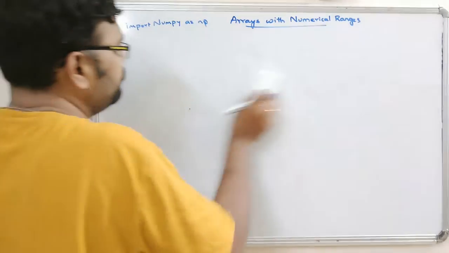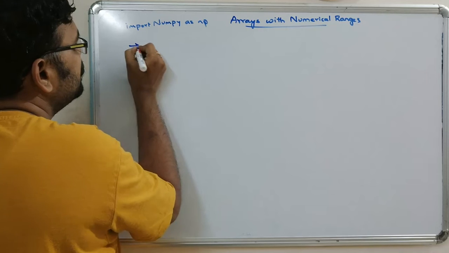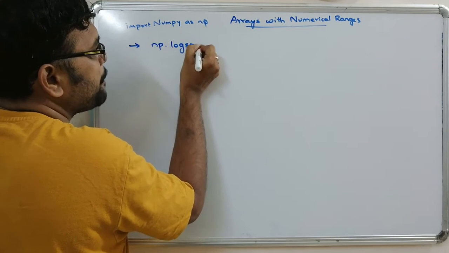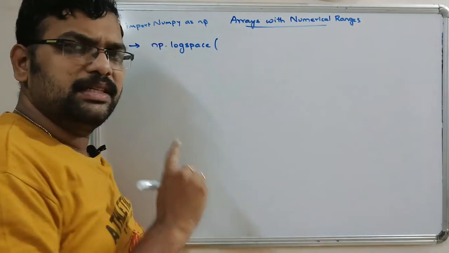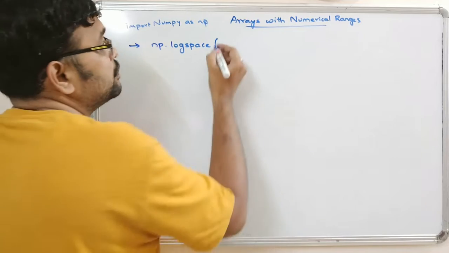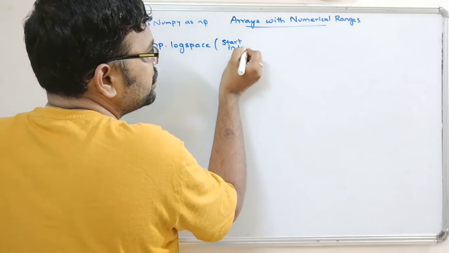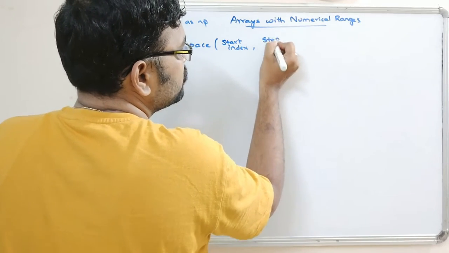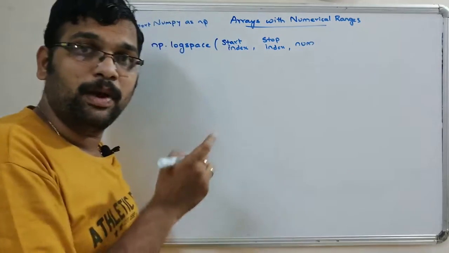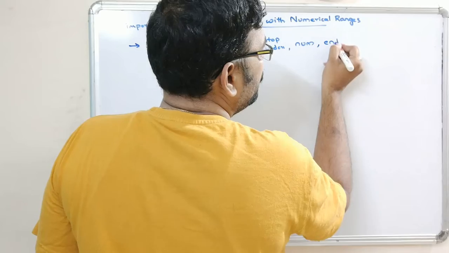See, the third function is similar to the second function, that is linspace. The third function is logspace, np.logspace. This is similar, but here we will get the logarithmic values. The first parameter is the start index, the second parameter is the stop index, and the third parameter is num, how many values we require. And the next one is the endpoint.